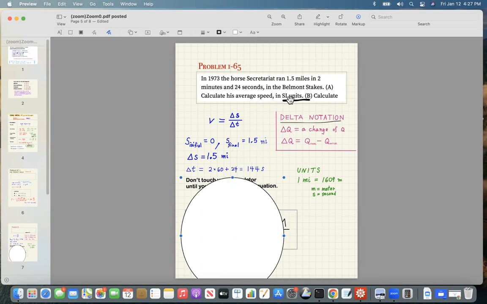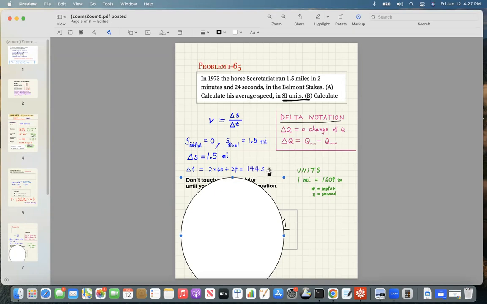Well, we're going to get this in SI units, so we better put all the times in SI units. The standard unit of time is a second. So I better write out delta T not as 2 minutes plus 24 seconds, but as 2 times 60 seconds plus 24 seconds. In other words, 144 seconds. I really ought to put in the unit here. So delta T is 144 seconds. That's 2 minutes and 24 seconds.